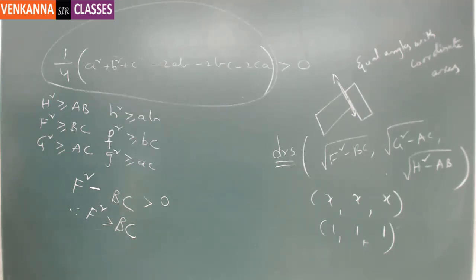That's all. So for the second part, we simply write the formula, the three values are equal. So drs are nothing but 1, 1, 1. Hence, the line of intersection makes equal angles with the coordinate axis. That is the conclusion. Clear?